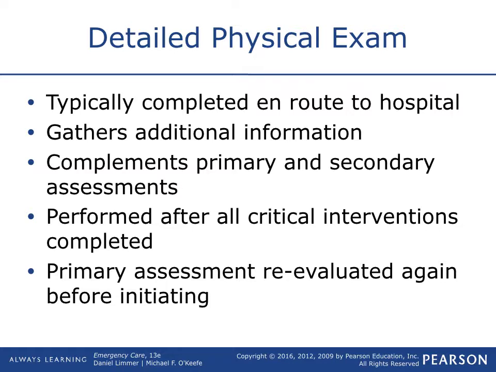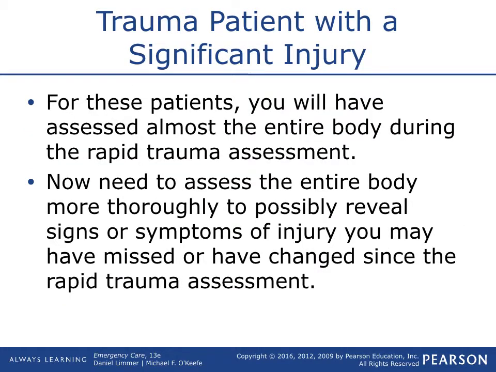You're going to have different things taking place when you find a different injury or whatever the case may be. So you're always going to be changing. But the main thing is on scene, you've got the primary exam, you do your secondary exam, and then you just keep going. Performed after all critical interventions completed. And then primary assessment, reevaluated again before initiating. For these patients, you will have assessed almost the entire body during the rapid trauma assessment. Now you need to assess the entire body more thoroughly to possibly reveal signs or symptoms of injury you may have missed or that have changed since the rapid trauma assessment, which we kind of covered.